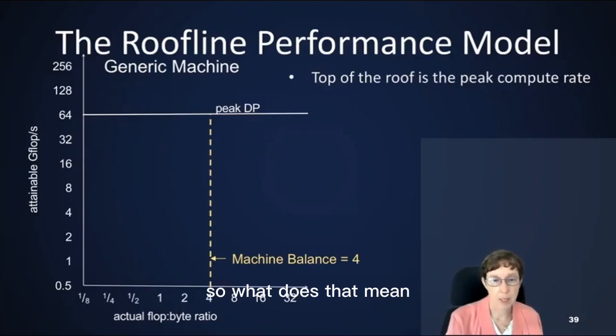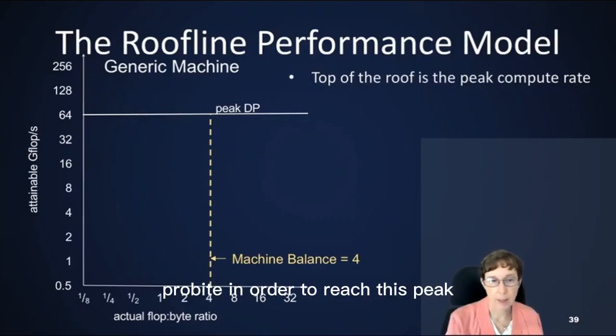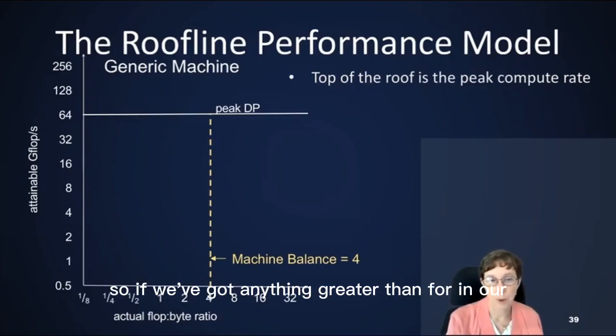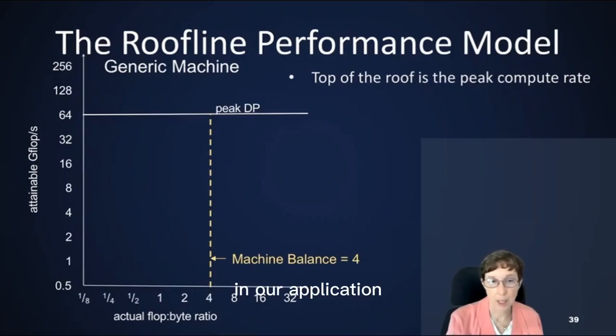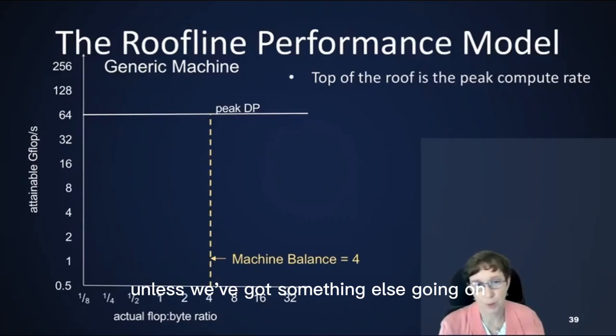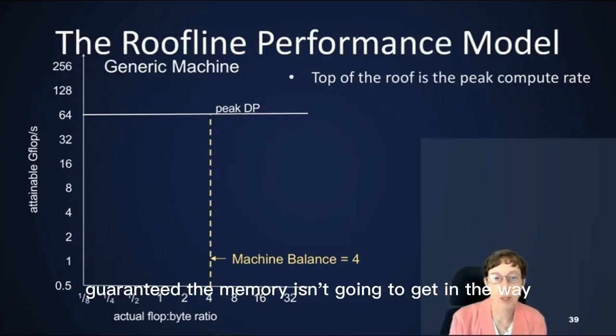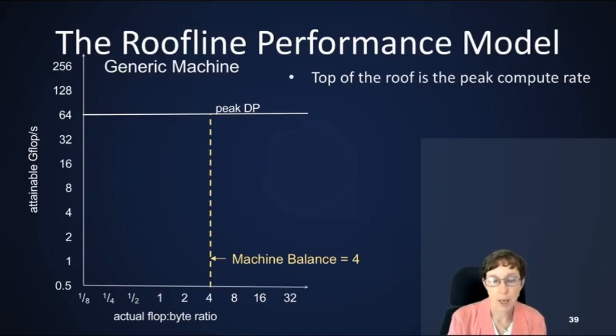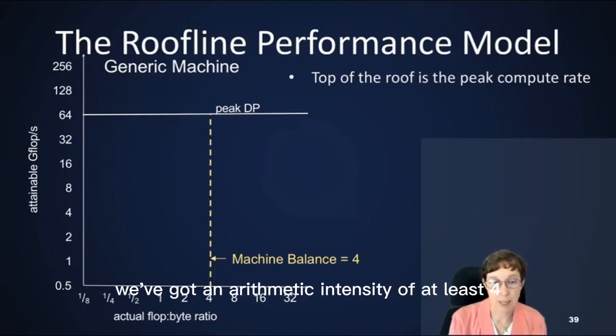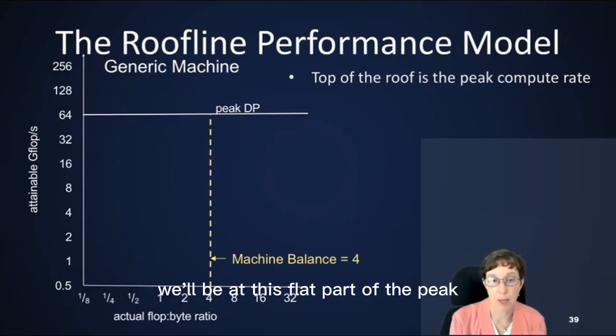So what does that mean? Well, that means that we need to have 4 floating point operations per byte in order to reach this peak. So if we've got anything greater than 4 in our application, we'll be sitting up here, hopefully at the peak, unless we've got something else going on that's going to keep us from that. But we can be guaranteed the memory isn't going to get in the way if we've got an arithmetic intensity of at least 4. We'll be at this flat part of the peak.